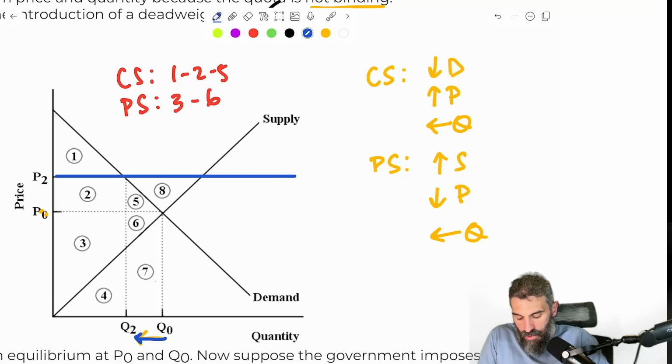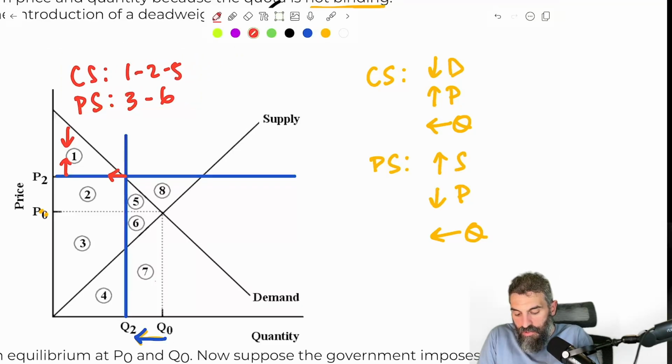The quantity moves to Q2. And now we're going to do this again. Below demand, above price. But now price is P2 and quantity is Q2. So look at your consumer surplus. Your consumer surplus went from being 1, 2, and 5 to being just 1. And if you follow this rule, above supply, below price, where price is P2, and left of quantity, the producer surplus went from being 3 and 6 to being 2, 3, and 6.